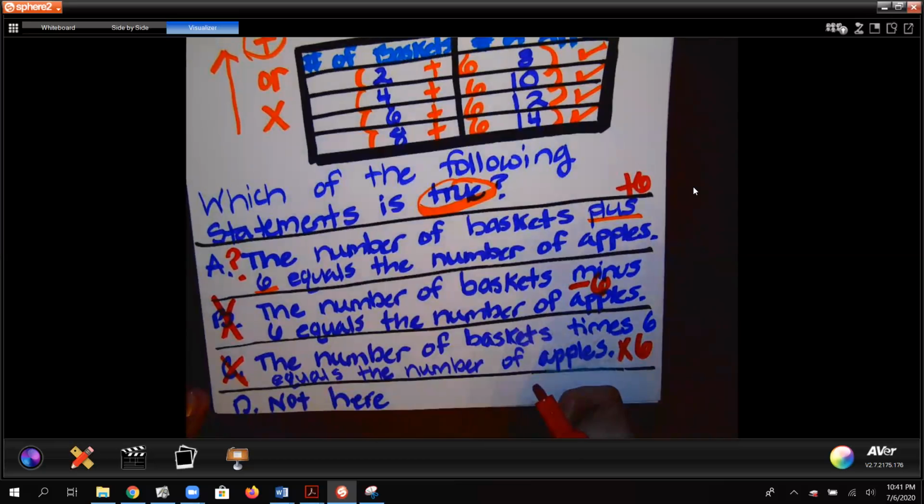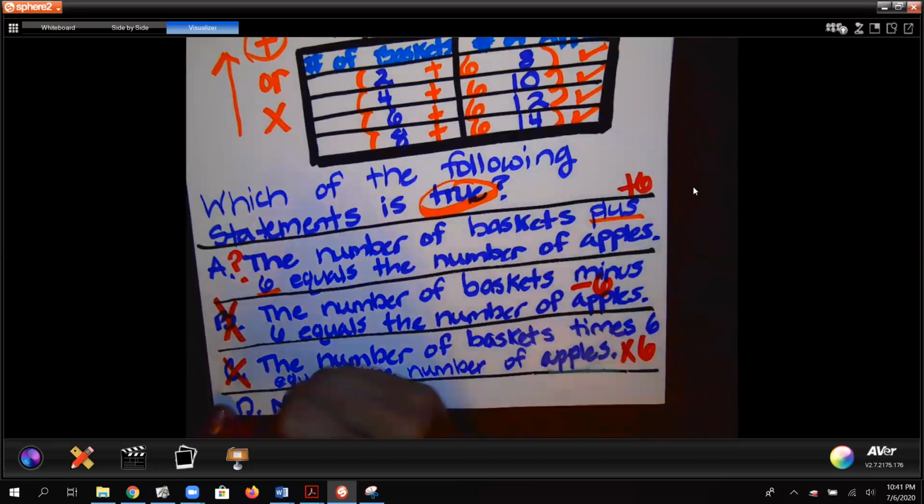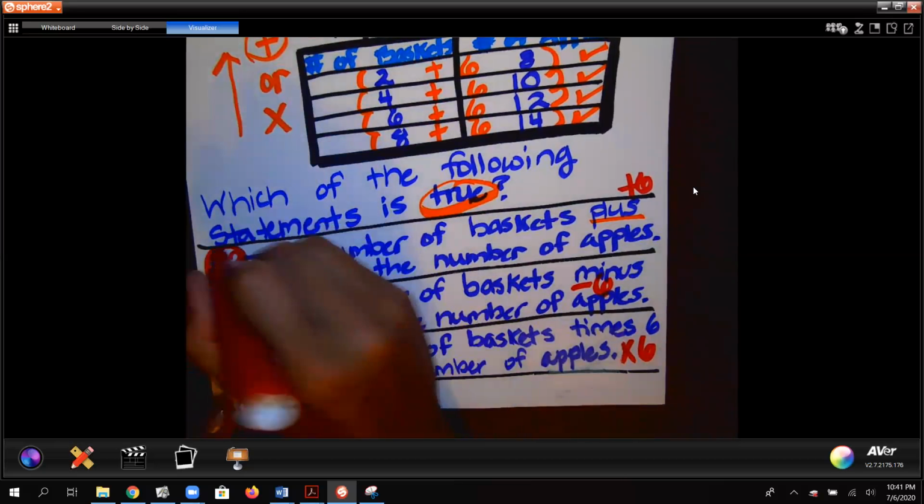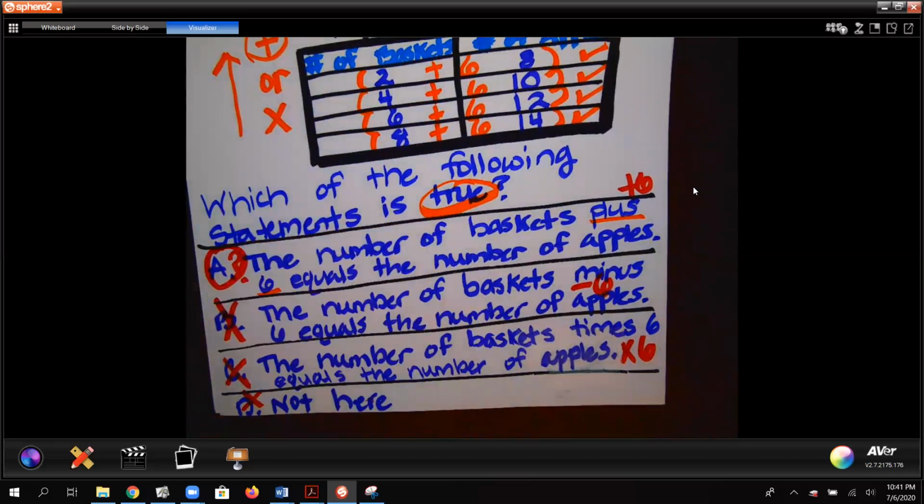You would only choose not here if you did not find your answer, which we did find our answer, and it is A.